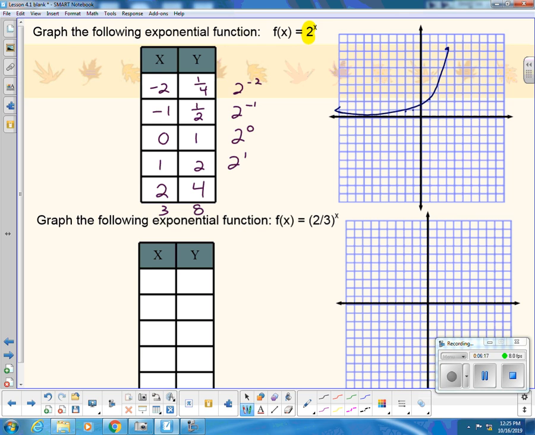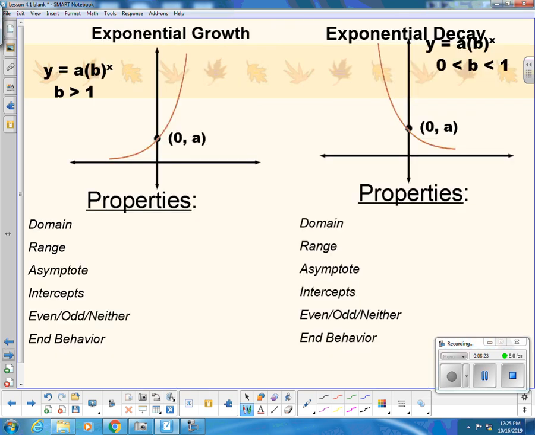Moving on. Know the difference between exponential growth and decay. Look, it's a slide all by itself. So this one's exponential growth. What's the domain of this? All real numbers. You can put any exponent on a number. But again, b has to be greater than 1 for it to be growth.